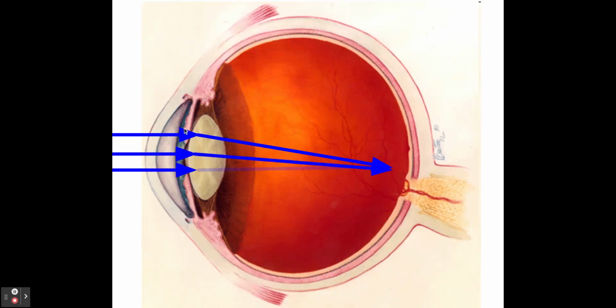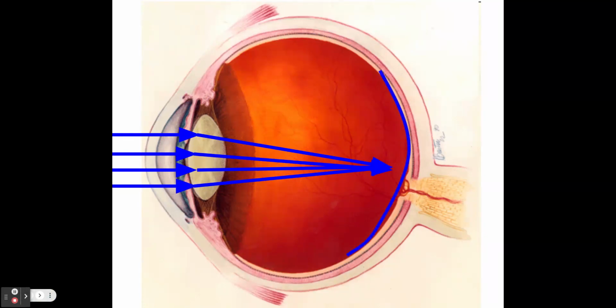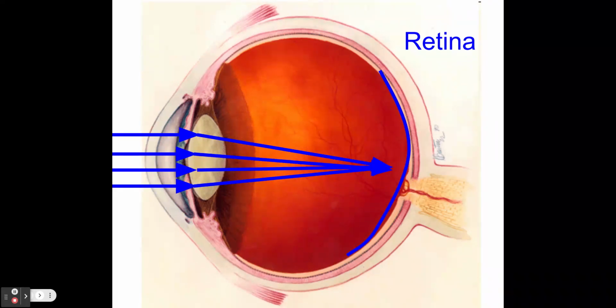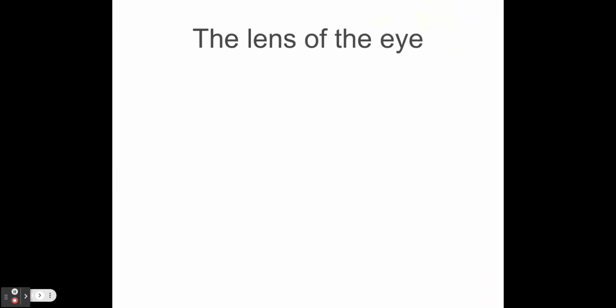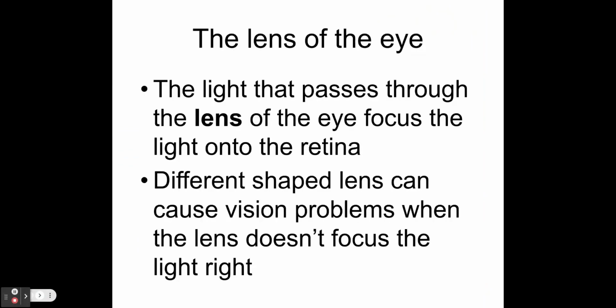So, as light hits your eye, it travels at an angle and hits your retina. And that retina is very similar to the screen that we used in the pinhole viewer. So, that's where your image of what you're looking at is projected into your eye. The light that passes through the lens of the eye focuses light onto the retina. The different shaped lenses can cause vision problems when the lens doesn't focus the light right.